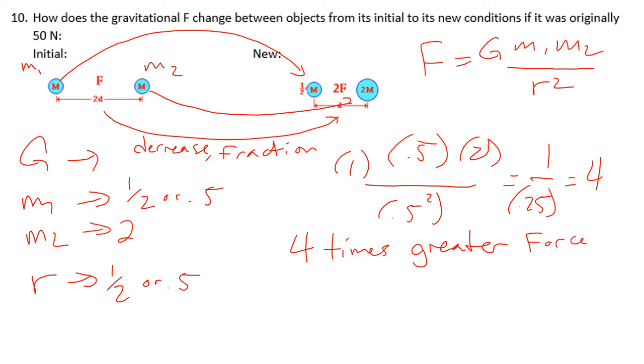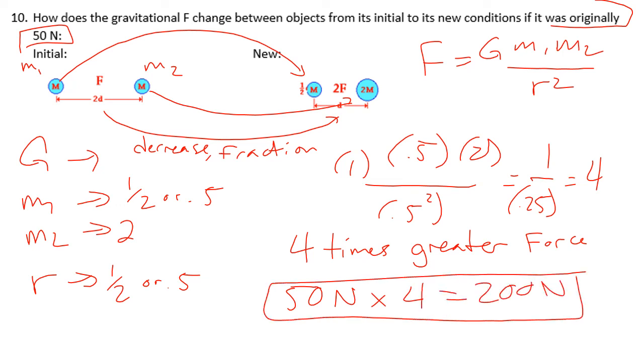So now we just take our original condition where the problem told us the original force was 50 newtons times 4. It's going to give us 200 newtons. All right, and that's it. That's everything.